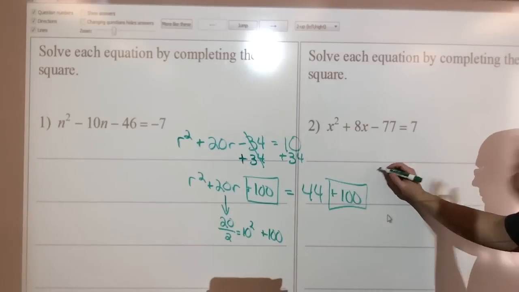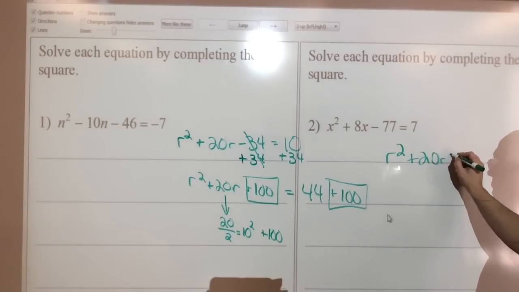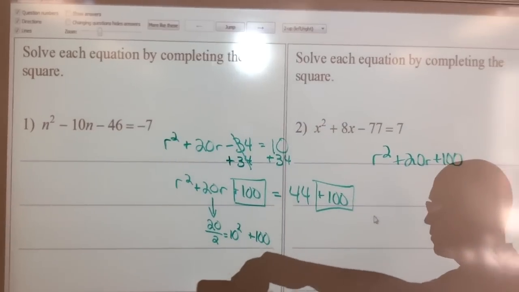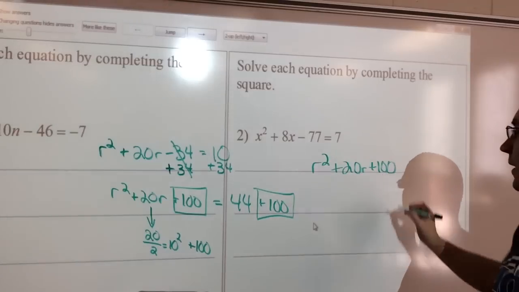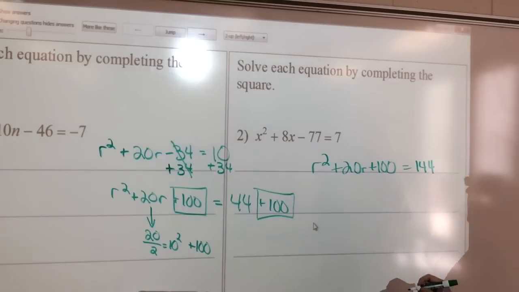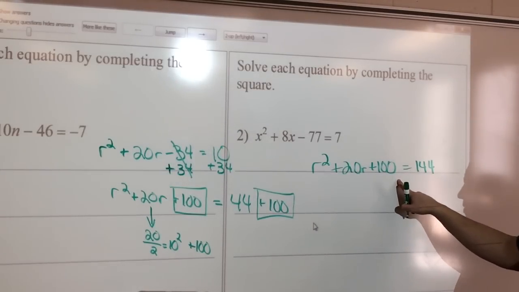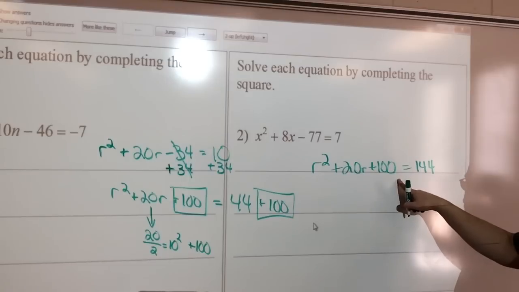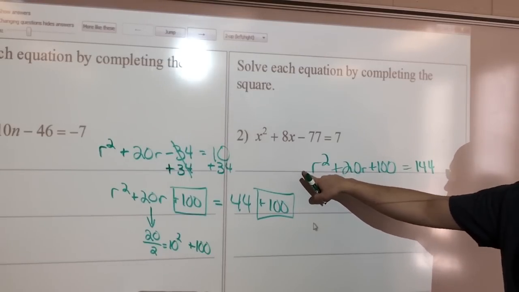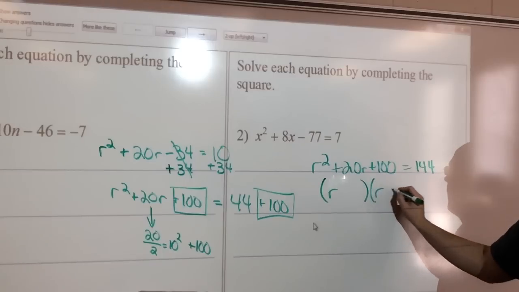Next step is I'm going to rewrite my equation. r squared plus 20r plus 100 equals 144. Now, I need to factor the left side. Okay, so I can use inspection, I can use the quadratic formula. I'm going to use inspection because I know that A is 1 here. So I know I have to break it up into r and r again.